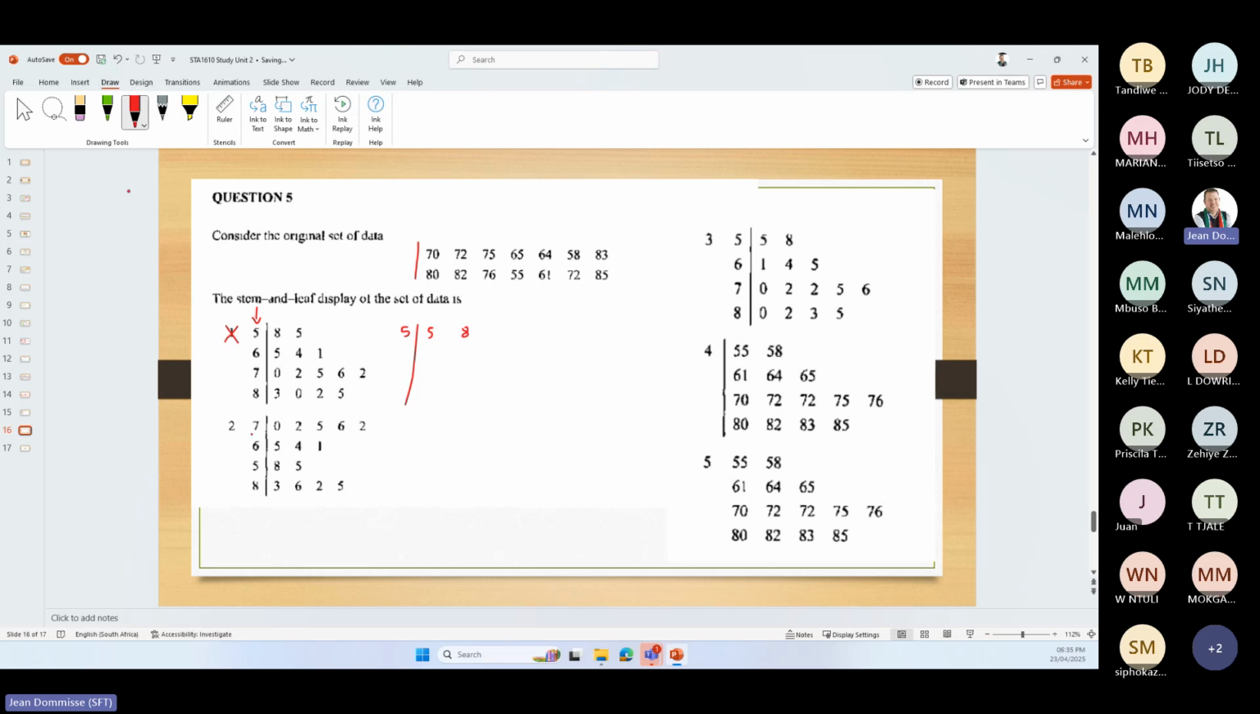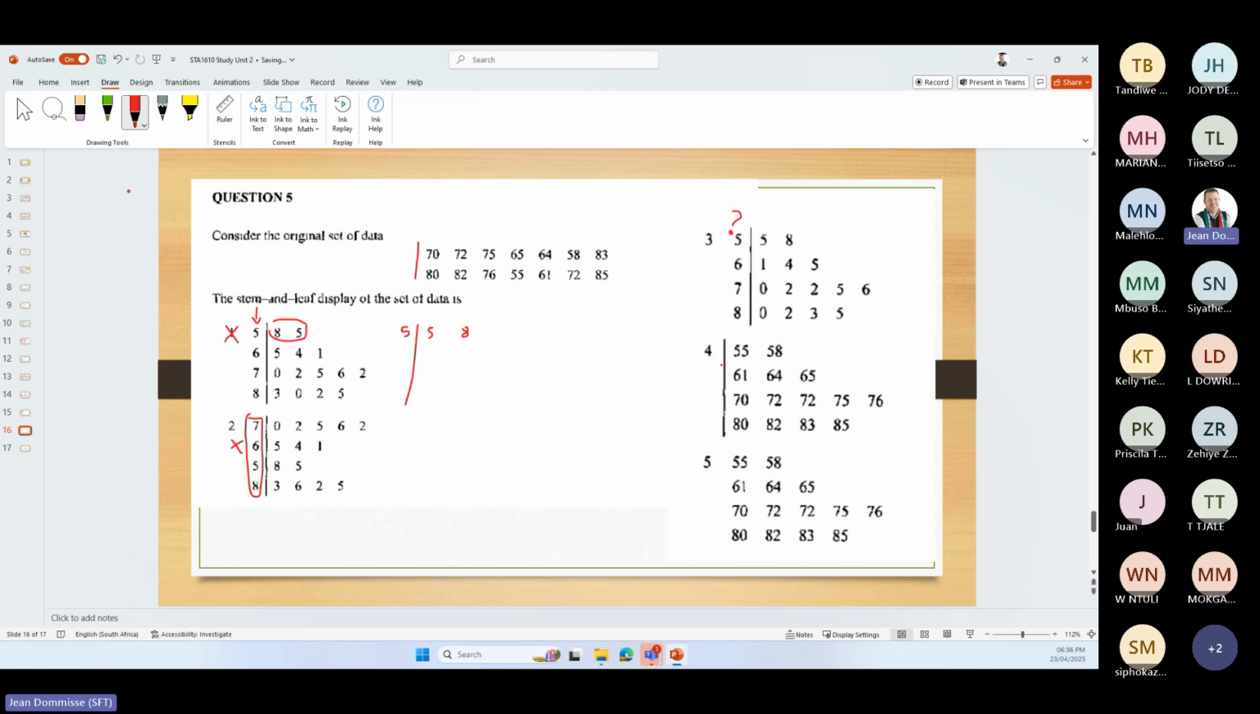Then I look at the next one. Now it's 7, 6, 5, 8. In there, that should also have order. It should be from 5, 6, 7, and 8. So that is where that stem and leaf is wrong. Okay, when I look at 5, 6, 7, 8, 5, 8, okay, cool. So that might be my correct one.